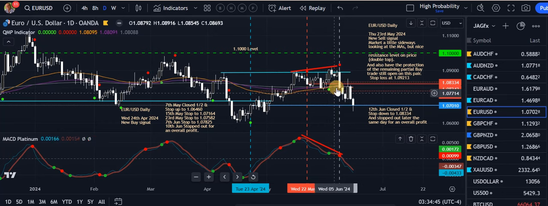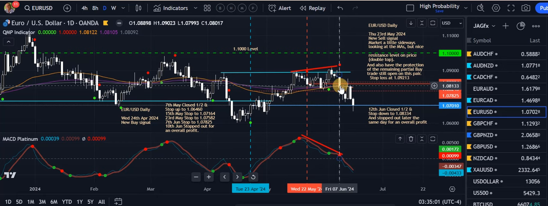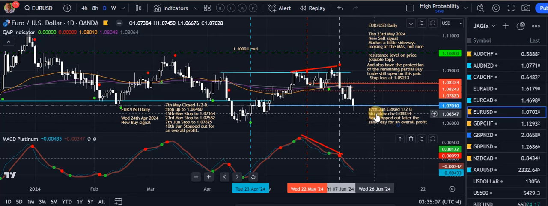There was another sell signal, which I said at the time was a valid sell signal. If you'd been stopped out of this one, which I hadn't been, you could have taken this one, which proved to be a good call. You've got this resistance level and price, and also regular bearish divergence there. But we didn't. Took the sell. It came down here, MACD Platinum through the zero level. We had news coming out, so I wanted to tighten things up. So 12th of June, closed half.